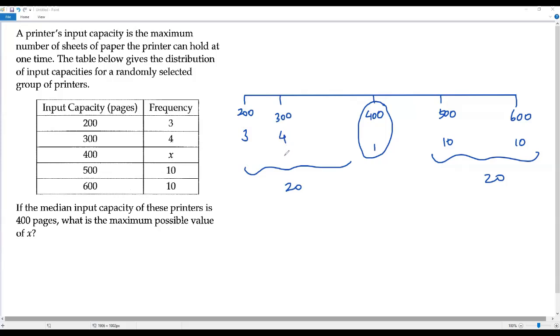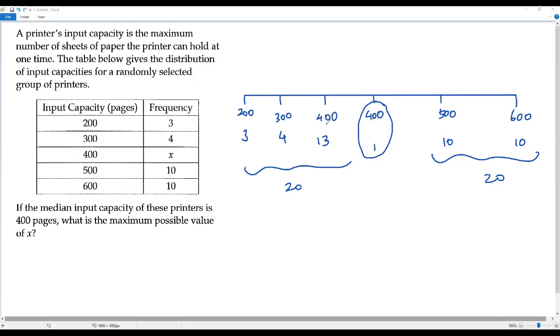So what can be the input capacity of those 13 printers over here? It may be 350 or 360, something like that. But our aim is to find the maximum possible value of X. That is, the maximum possible number of printers with input capacity of 400. So I assume those 13 printers will have the input capacity of 400 pages each.